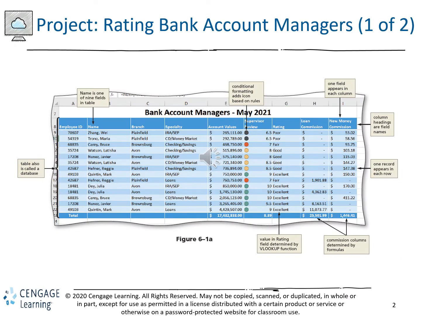This table is an example for bank account managers, and it kind of looks like a database when you think about it. But a table in Excel is actually a type of database. So in that database, we have rows, and those rows are known as records. So when we look at the employee, we have a specific employee with their name, their branch, their specialty, their account value, etc. And all that is the information on that one person or item.